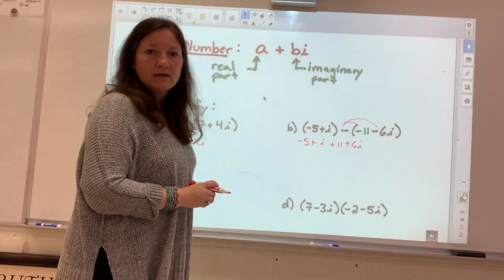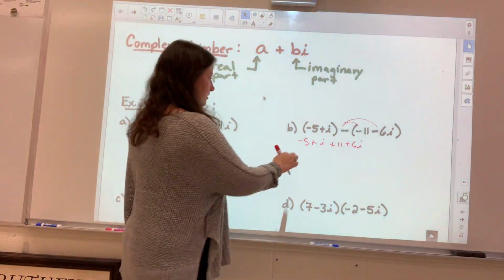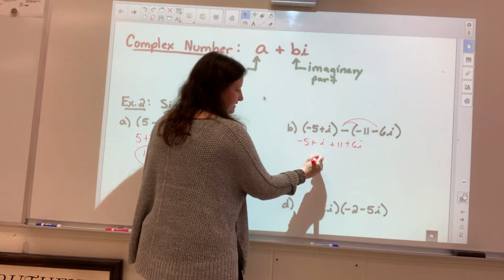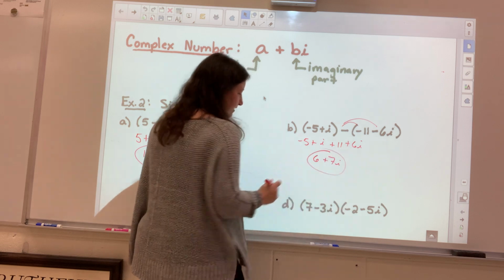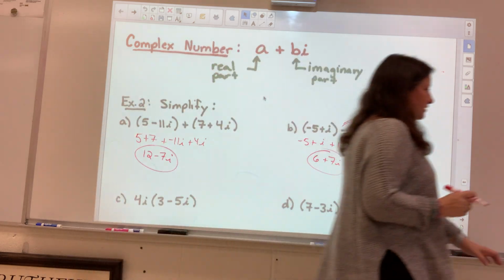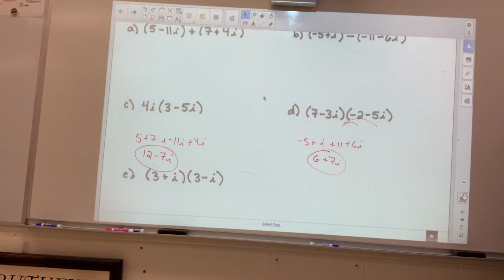Once I've distributed, I'm ready to add my like terms. So negative 5 plus 11 is 6. i plus 6i is 7i. Final answer. So let's move to letter C in our notes.